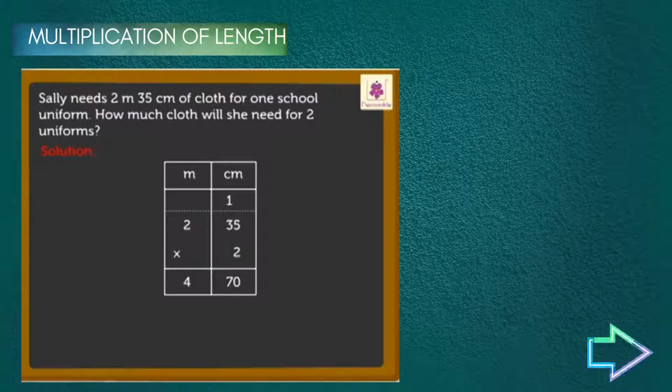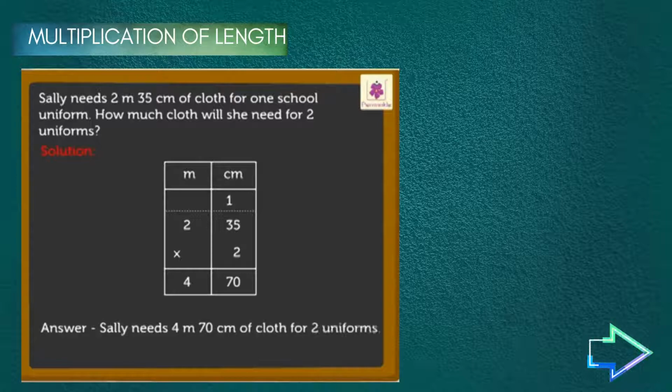So, here we got the answer as 4 meters 70 centimeters. Thus, Sally needs 4 meters 70 centimeters of cloth for 2 uniforms.